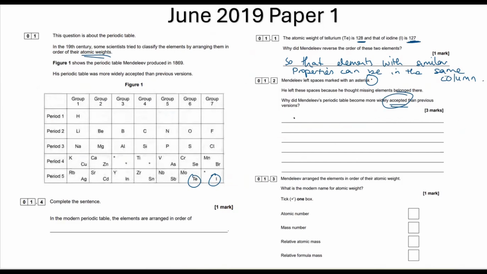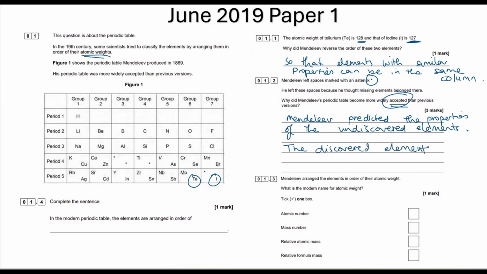So Mendeleev predicted the properties of the undiscovered elements. That will give you 1 mark. The discovered elements fitted the gap, so that will give you another mark, and matched his predictions. That will give us the third mark.